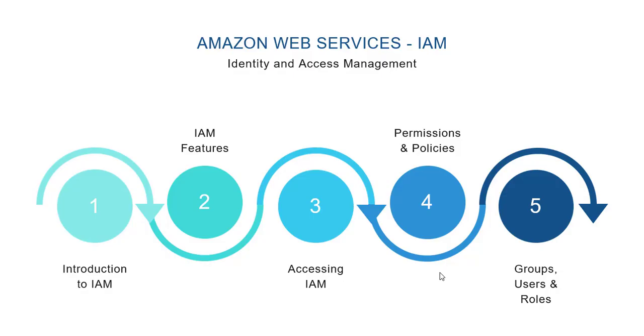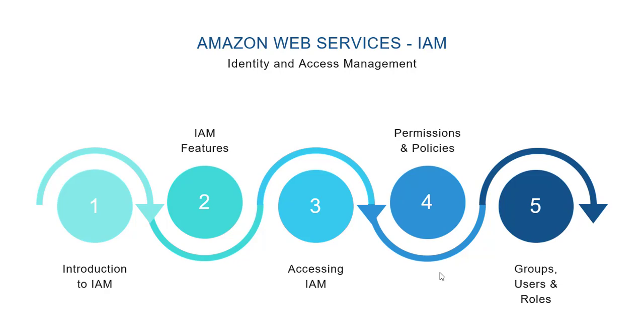IAM is also called Identity and Access Management. This is because AWS is a public cloud, the services are available to everyone, and the only thing we have to do is create users, give proper permissions to them, and see how much access is given to them. Based on that, all the security depends on this main important service, which is IAM, right? We are going to learn about the introduction to IAM, its features, how to access it, and what permissions and policies we are going to give, and different options like groups, users and roles.